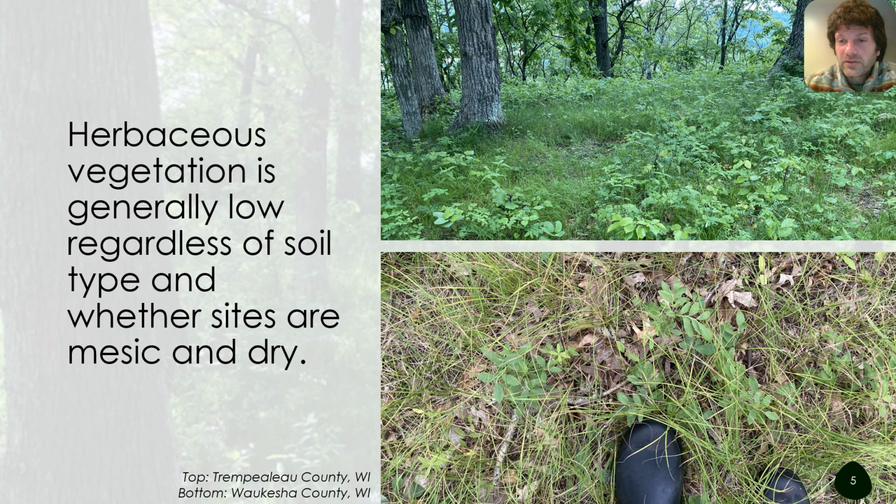Here I have a couple more images of remnant oak woodlands with that herbaceous vegetation. The top image was taken in Trempealeau County, Wisconsin, in the driftless area on a ridge. The bottom image was taken in a remnant on a knoll surrounded by peatland in Waukesha County, Wisconsin. And the point I'd like to make is that on the least degraded remnant sites, the herbaceous vegetation structure is generally low, regardless of the soil type and regardless of whether or not the sites are mesic or dry. There's also a fair amount of compositional similarity across those gradients and across a large geography.